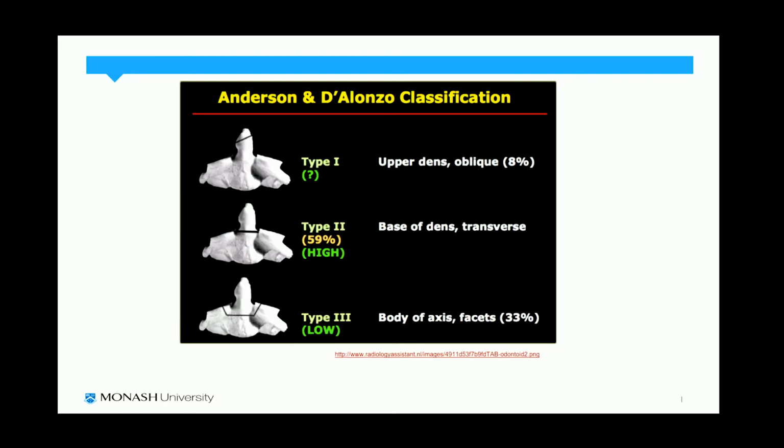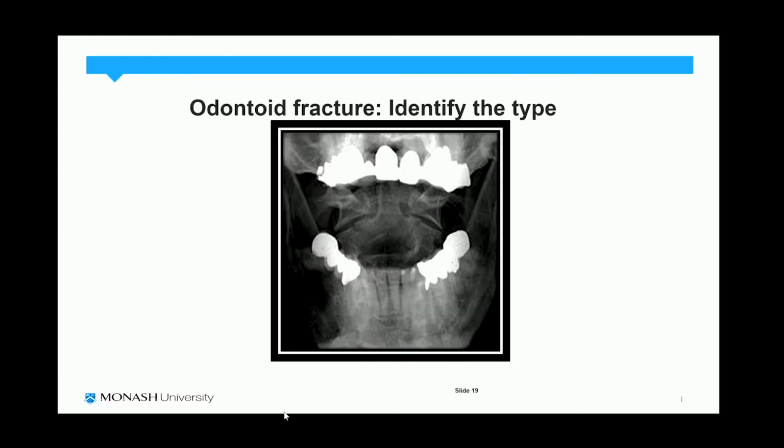So here we have the classification, which was classified by Anderson and D'Alonzo. And there we can see type 1, the oblique fracture. Type 2 is at the base of the dens, and then type 3 is into the body of the axis. If we look at this image, you can see that there's a lucency stretching into the body of the axis, and this makes it a type 3 odontoid fracture.